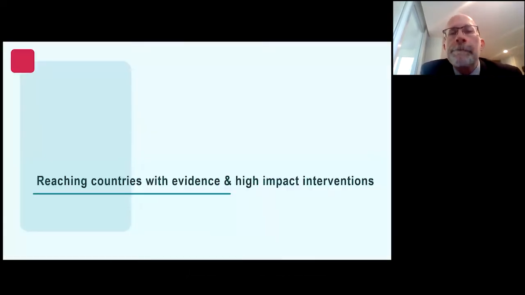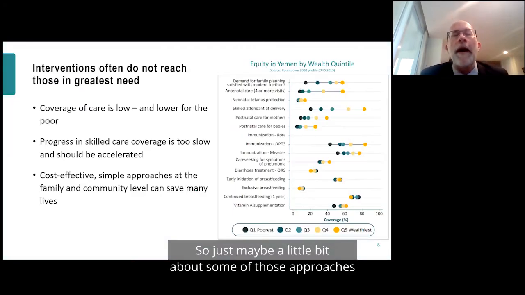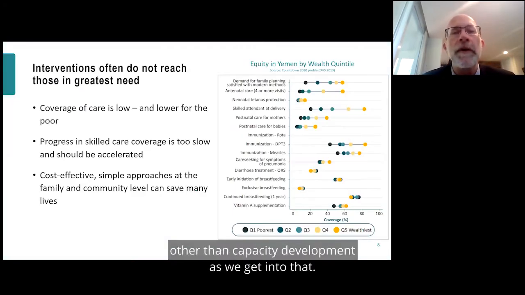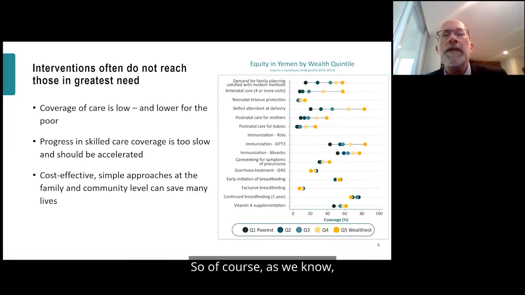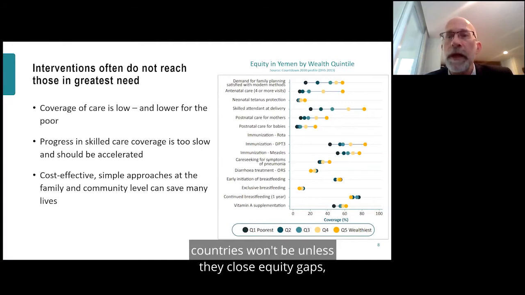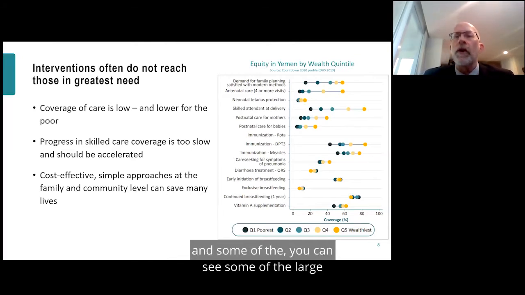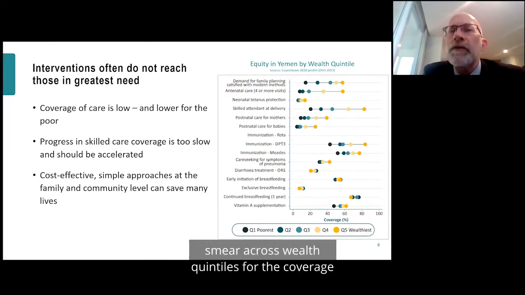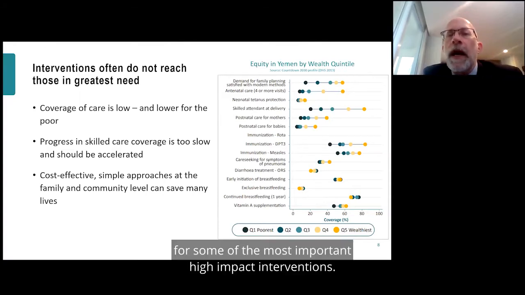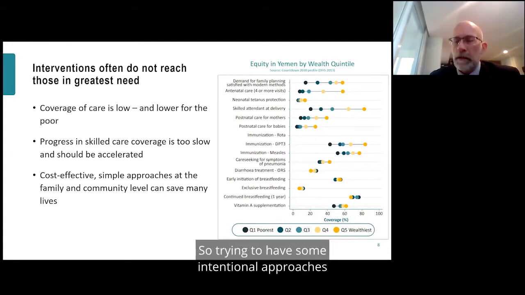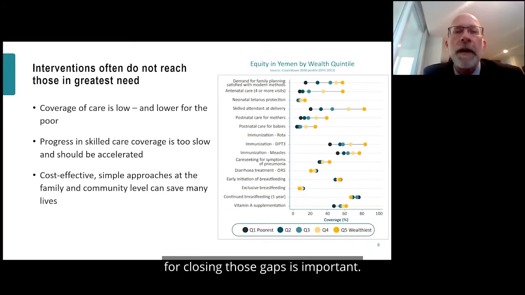So just maybe a little bit about some of those approaches other than capacity development, as we get into that. Of course, as we know, we're not going to be reaching the SDGs. Countries won't unless they close equity gaps. Very important here. You can see on the right the wealth quintiles, and you can see some of the large smear across wealth quintiles for the coverage for some of the most important high impact interventions. And of course, we know that maternal and health interventions unfortunately have some of the widest equity gaps. So trying to have some intentional approaches for closing those gaps is important.